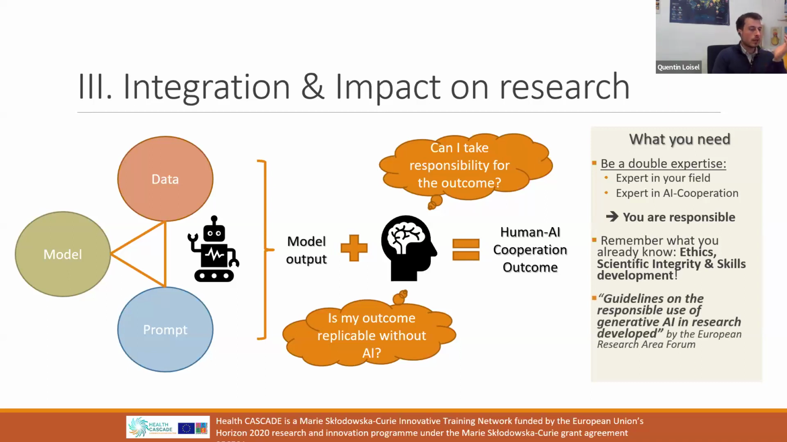And a good guideline I find, I mean, they are not perfect because they are always missing how people actually use it. They are not very clear. And most of the time they are saying, do your best, try to be ethical. But I would suggest you have a look at the guidelines on the responsible use of generative AI in research developed by the European Research Area Forum. They are living documents, so they are evolving. They are 12 pages, and they are worth reading before using this technology. And try always to make good science, basically.